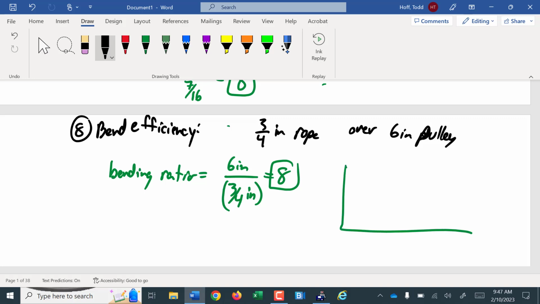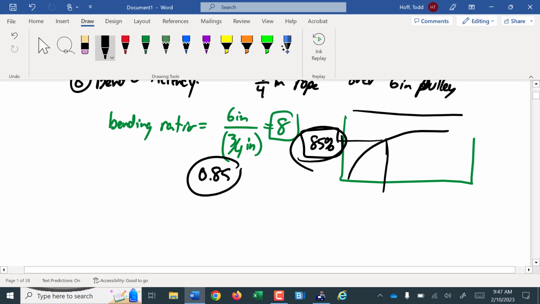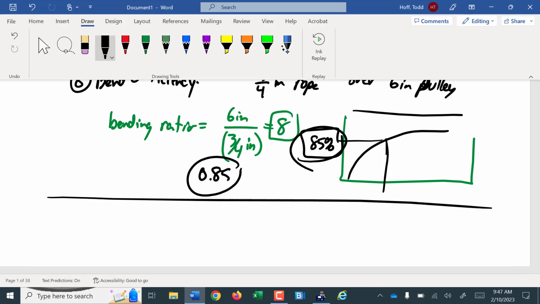Then we look at our table. You find 8, you trace that up, and it looks like it's pretty much exactly at 85. So 85%, or if you list it as 0.85, either one would be your bending efficiency there. Anybody have any questions on using that little graph? I realize it is kind of a guess. So on a quiz, I'll probably allow 2% above or below. Anywhere from 83 to 87 would have been acceptable there.